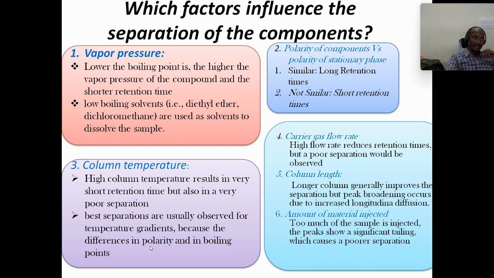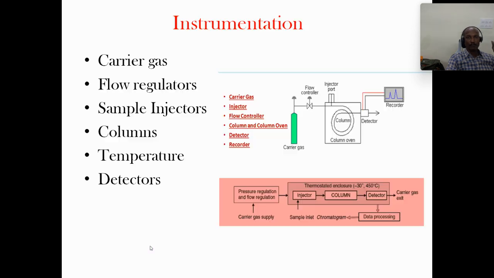Another important aspect in this case is the amount of material injected. How much material is injected? If too much sample is injected, then the peaks show significant tailing. Always the tailing should be reduced as much as possible. If the tailing is more, then the separation is very poor.